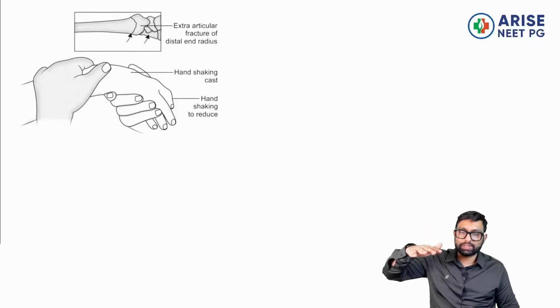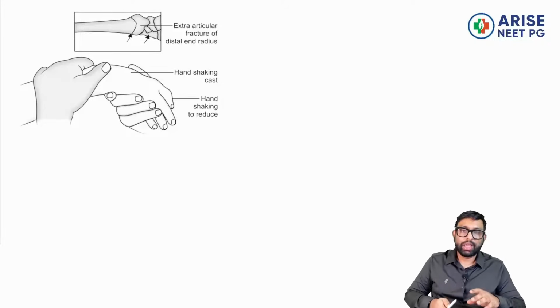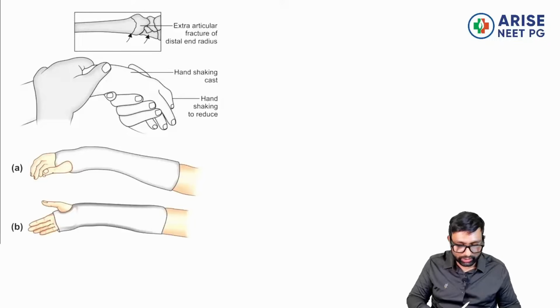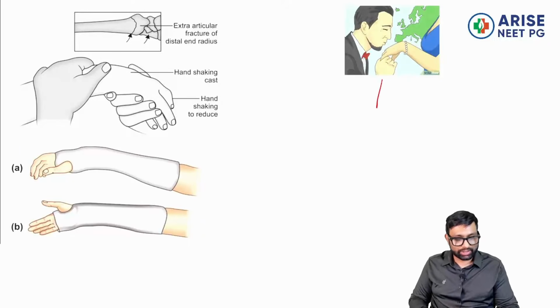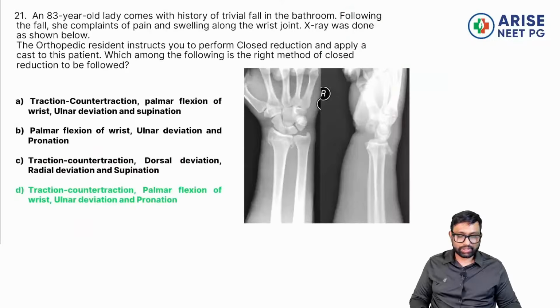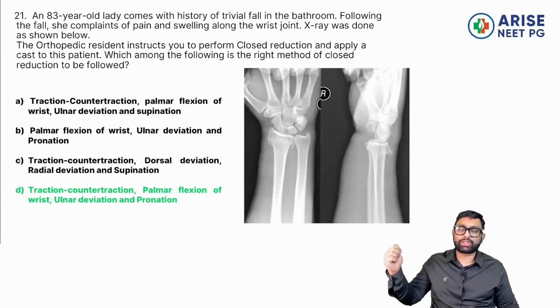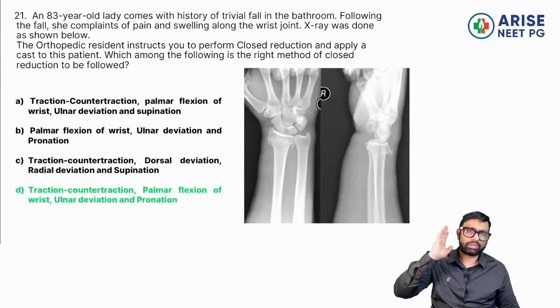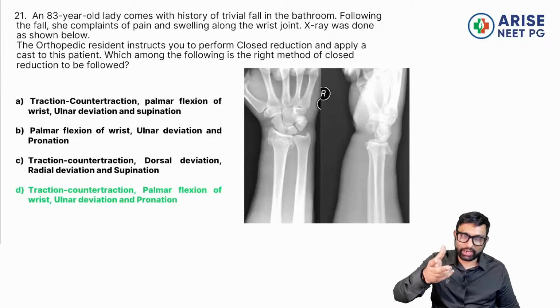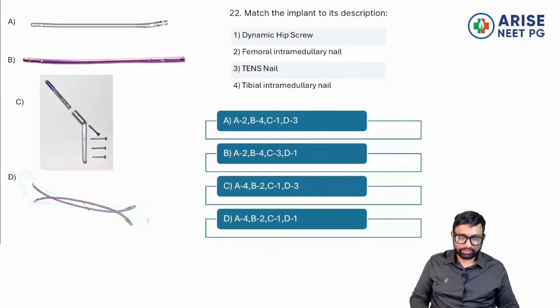And after doing this, you apply a cast in which the hand is like this. It is similar to how kings used to kiss on that hand. So that was called as a handshaking cast. So this is how the handshaking was done. So this is a handshaking cast. This is a handshaking cast. So this is how you do it: traction, counter traction, palmar flexion, ulnar deviation, pronation. Last you do pronation. Okay. So you're correcting all the deformities that were there.